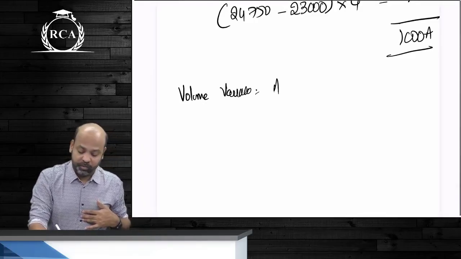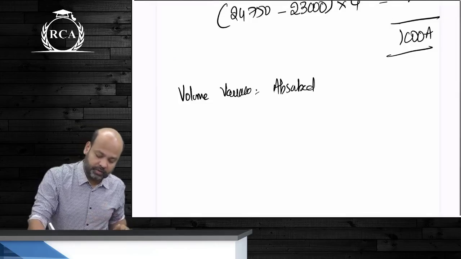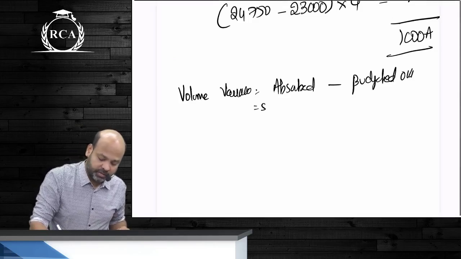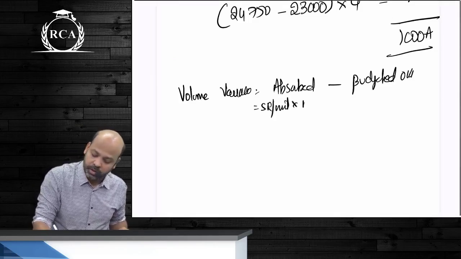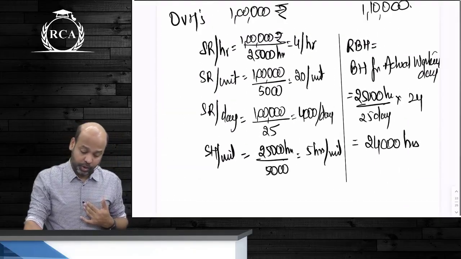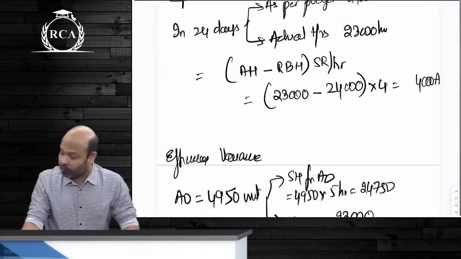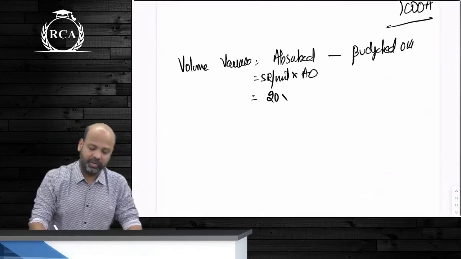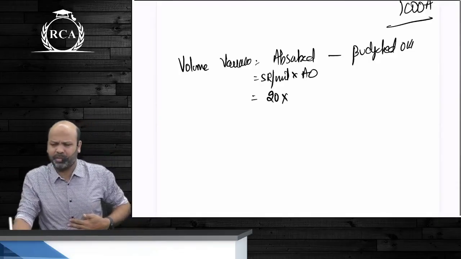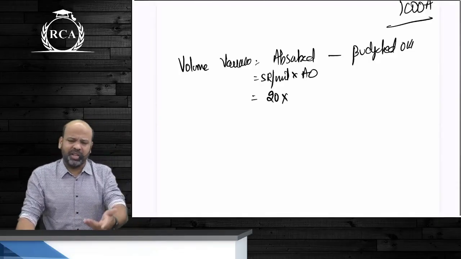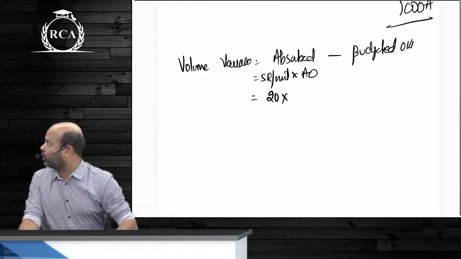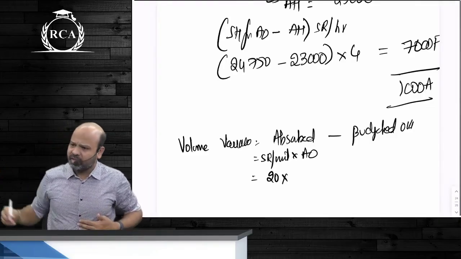Volume variance is absorbed fixed overheads minus budgeted fixed overheads. Isn't absorbed the standard rate per unit into actual output? My standard rate per unit is 20 rupees, as per the original budget of 5,000 units, and actual output is 4,950. Are we not manufacturing 50 units less? 50 units less into 20 rupees per unit, 1,000 adverse. That should be my overall volume variance. Are we all getting it?